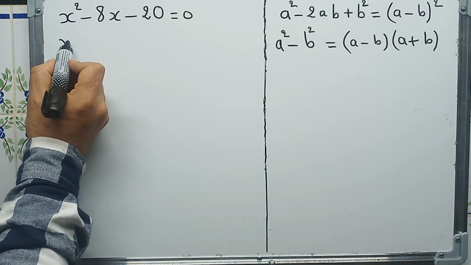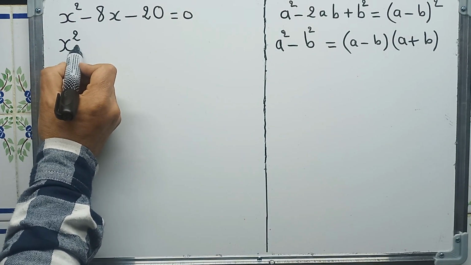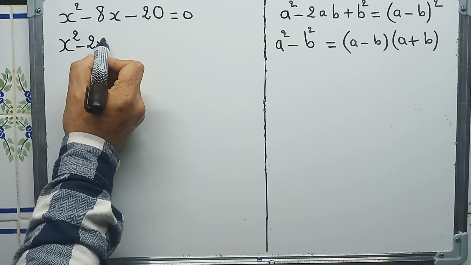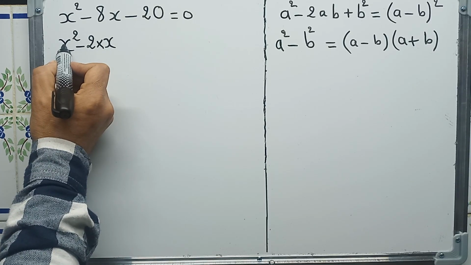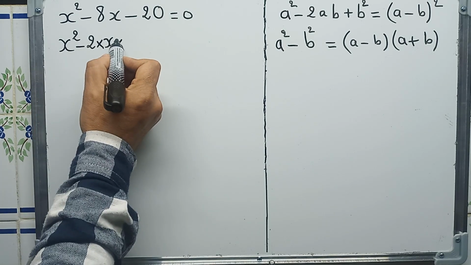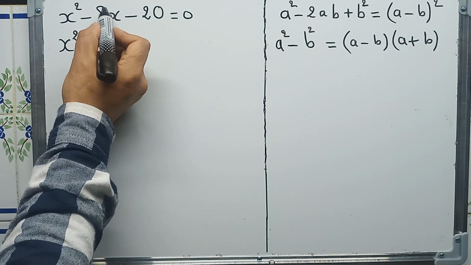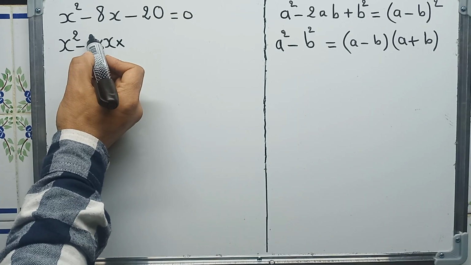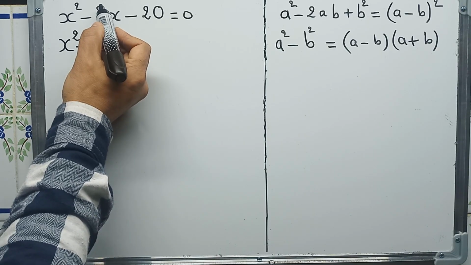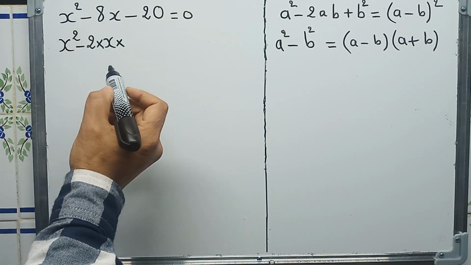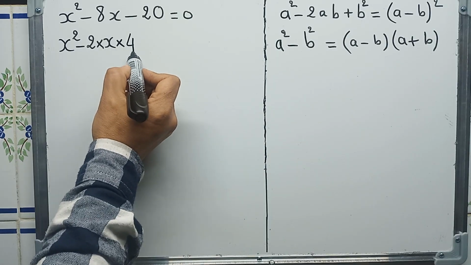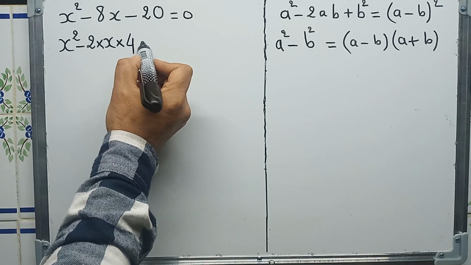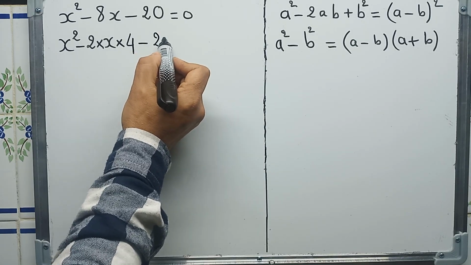Here we write x squared minus 2 times x times the first coefficient. Here we have minus 8 x, so what is the number to multiply by minus 2 to get minus 8? Surely it's 4. Now minus 2 times 4 is minus 8. So good, our balance is good.